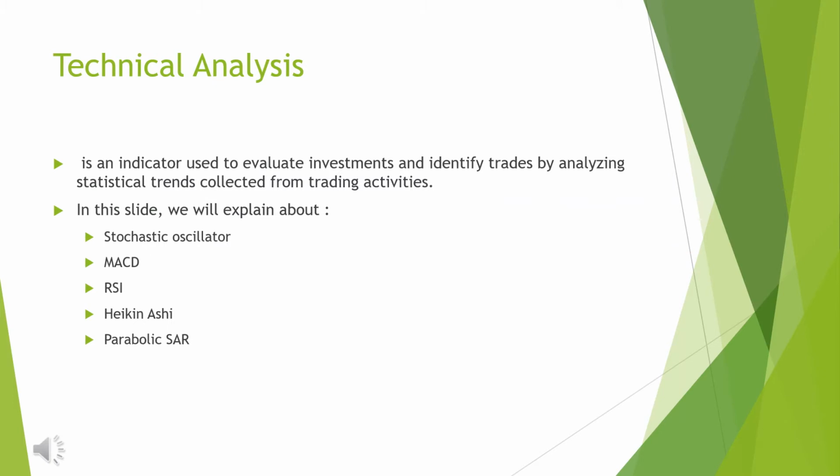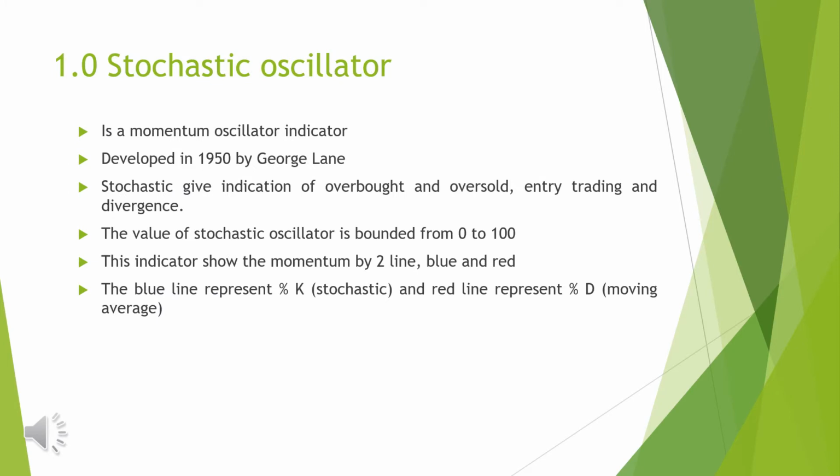Technical analysis. Technical analysis is an indicator used to evaluate investment and identify trade by analyzing the statistical trend collected from trading activities. In this slide, we will explain to you about stochastic oscillator, MACD, RSI, Heikin-Ashi, and parabolic SAR. The first one, stochastic oscillator.